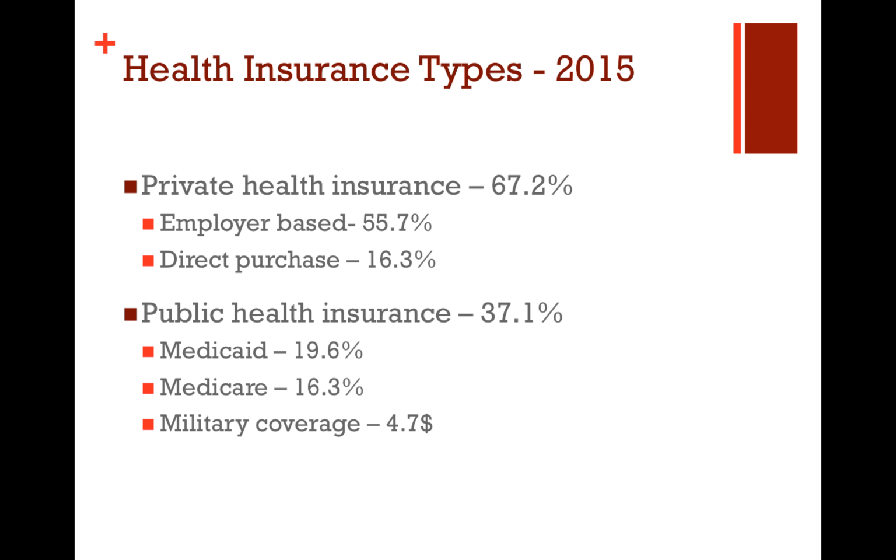Public health insurance, meaning insurance provided by the government, accounts for about 37% of all health insurance. And this is Medicaid, Medicare, and military. And that's both current enlisted and veterans administration costs.